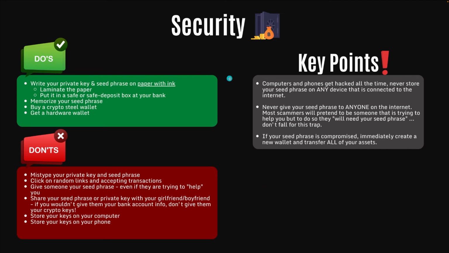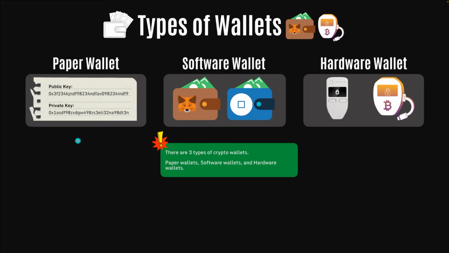So the key takeaways are: don't store your stuff on your computer or phone. Never give your seed phrase to anyone on the internet. Doesn't matter who they are, they'll never need to know it. And if your seed phrase is compromised, immediately create a new wallet and transfer all of your assets as fast as you can. So there are 3 types of crypto wallets.